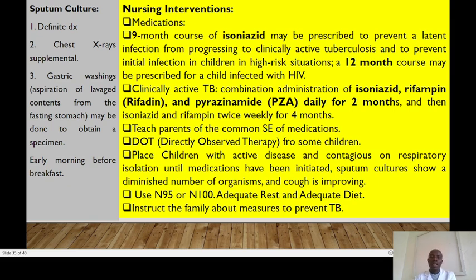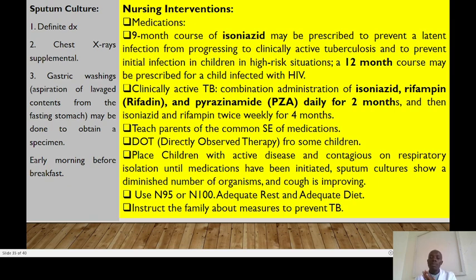You have to teach the parents some of the common side effects, like when you're using rifampicin, it's likely to change the color of the secretions in your body, like the tears, right? So they could change color, and that should be treated as normal. We could use DOT, that is directly observed treatment, for some children, especially those who are not complying with the treatment. We could also place children with active TB on respiratory isolation until these medications have been initiated and sputum cultures are showing a diminished number of organisms, right? Or the cough is improving.